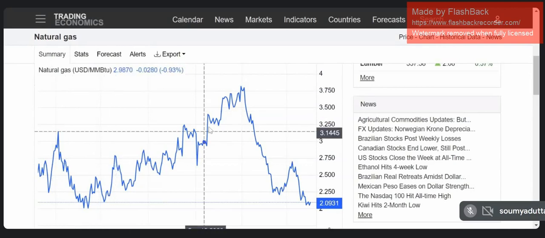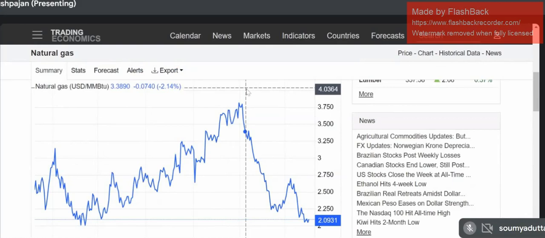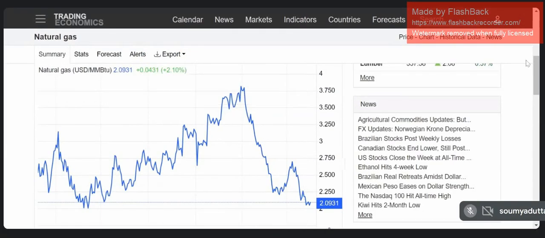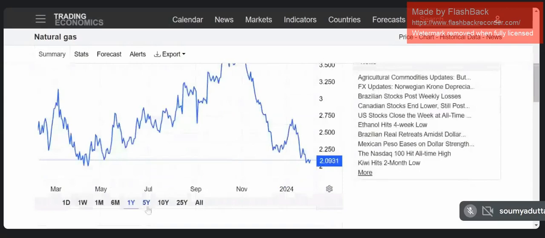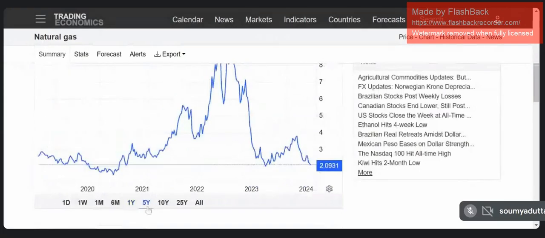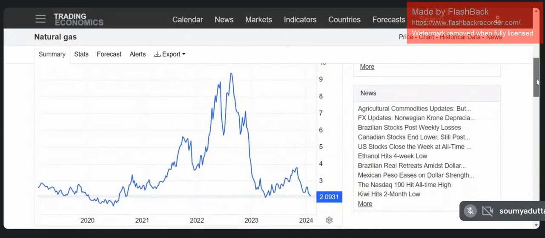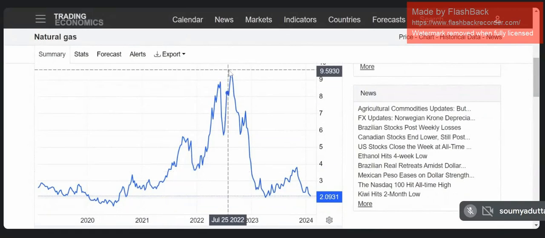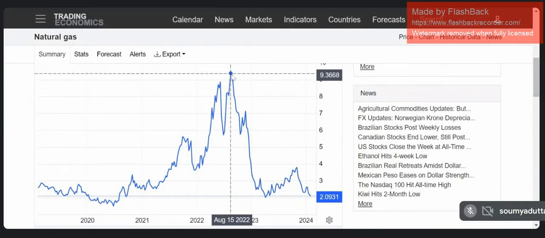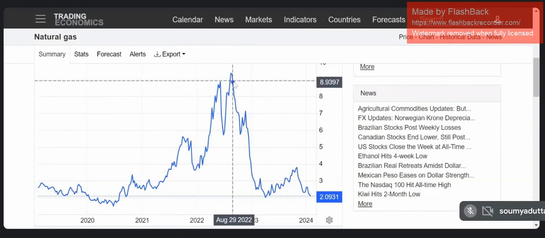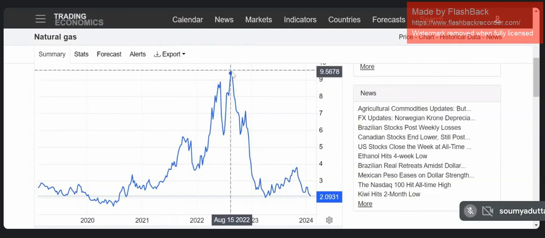So what happens when natural gas prices go up? Fertilizer prices will go up. Yes, the fertilizer prices will go up. See, in 2021, during the start of the war, it went from 3.5 to 9. So what would have happened to your GNFC?